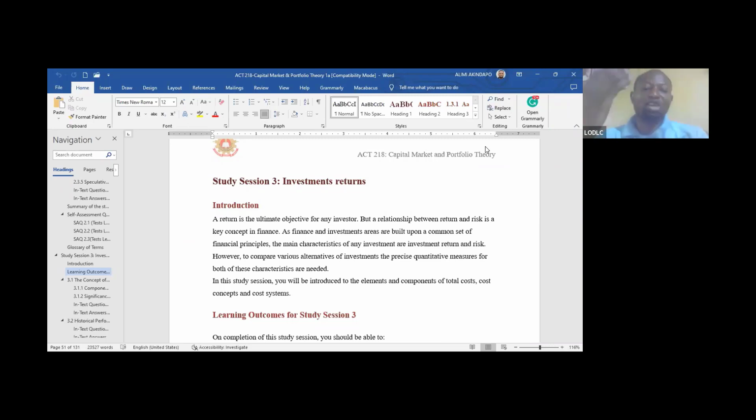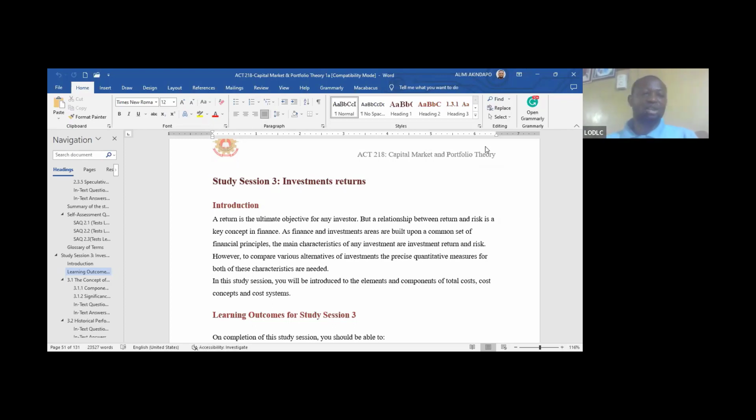So a return is an ultimate objective for any investor. But the relation between return and risk is a key concept in finance. So that is why you can't do without the two concepts. They are very, very important concepts. Because when you say you want to invest in a particular investment, two things are involved. One, the return. Two, the risk.